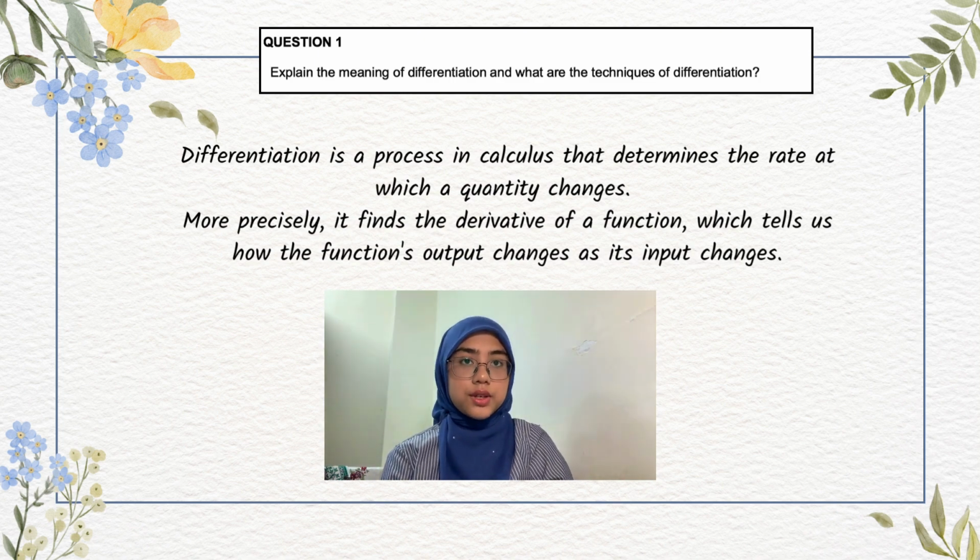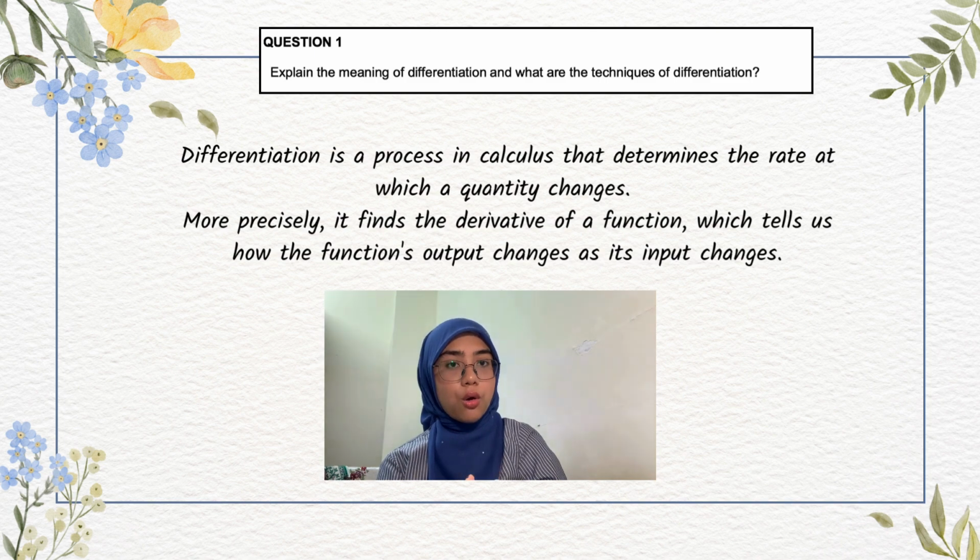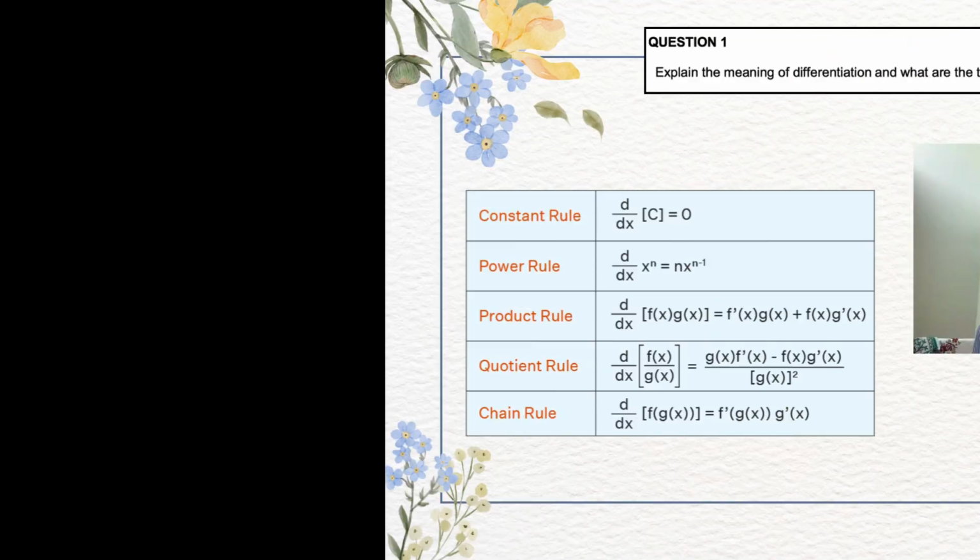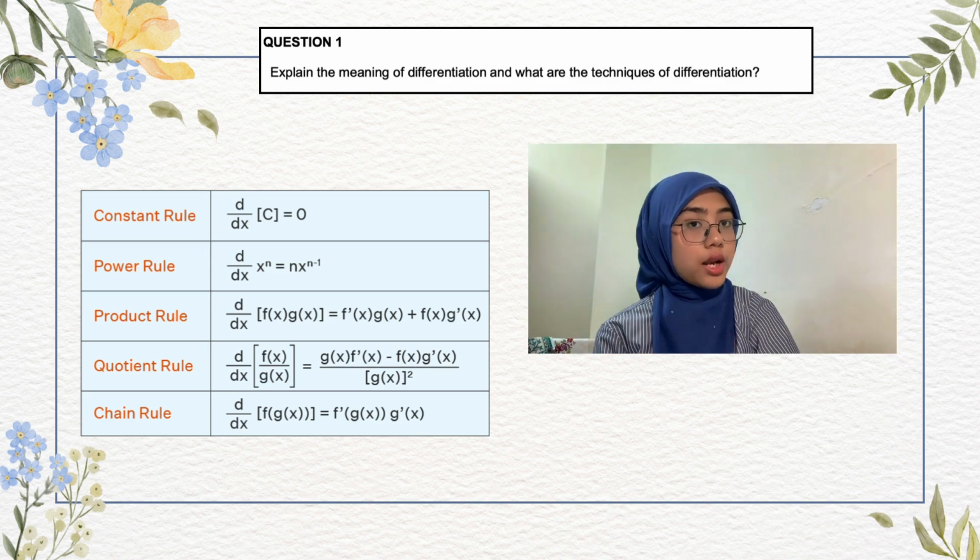As we know, differentiation is a process in calculus that determines the rate at which a quantity changes. More precisely, it finds the derivative of a function, which tells us how the function's output changes as its input changes. In simpler terms, differentiation is about finding the slope or the steepness of a curve at any certain point. Now we are going to move on to what are the techniques of differentiation.